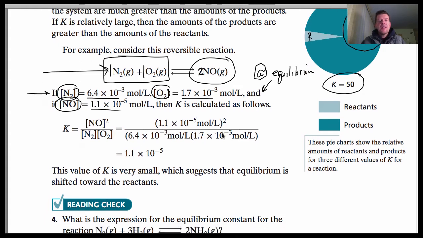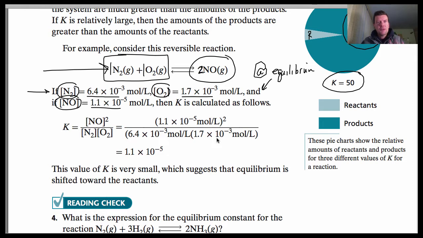All right, now we can plug those in. Be very careful. Remember, these coefficients become exponents. So the K value is always products over reactants. So what is the only product? NO. NO squared. Why is it going to be squared? Because it has a coefficient of 2. You take that concentration of NO at equilibrium and you square it to get your numerator.